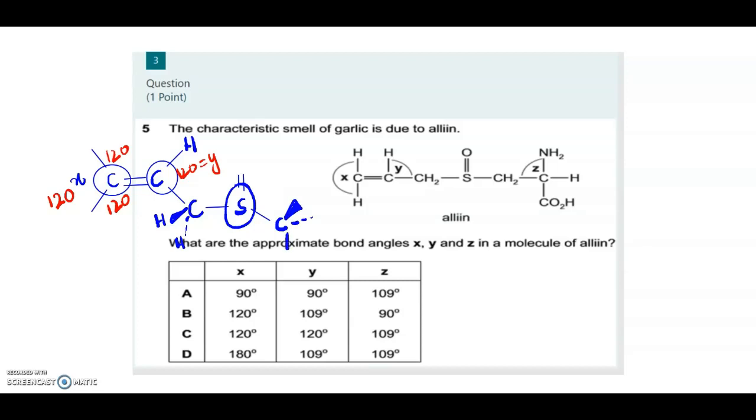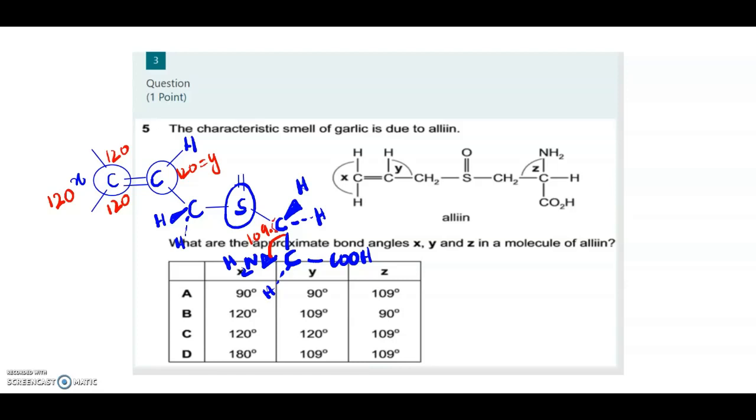tetrahedral structure, and it is again sp3 hybridized. And this carbon is directly connected with the carbon, and again this carbon on one point has NH2, and with one it has H, and with one carbon it has COOH, carboxylic acid. So you can see the angle between CH2 and NH2 here to here, this side, it is again 109.5 because it is tetrahedral structure.